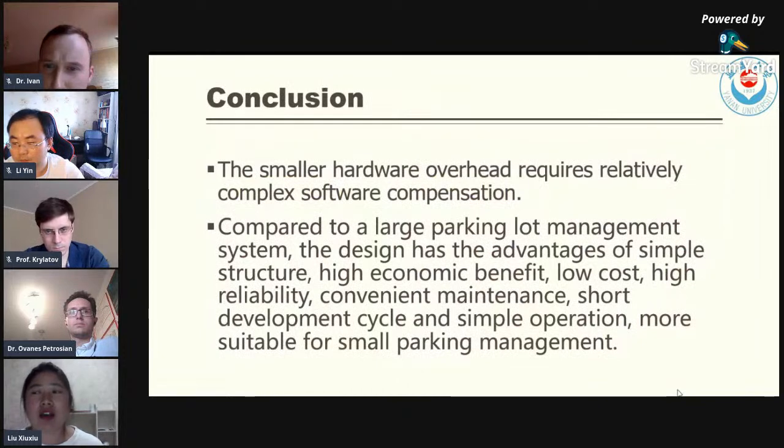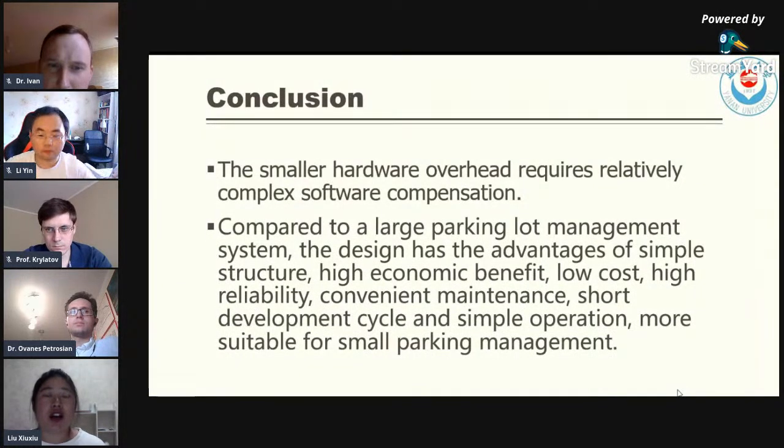According to past experience, the smaller hardware overhead requires relatively complex software because of the use of serial data transmission between the obstacle avoidance module and the microcomputer processor. Therefore, when programming the obstacle avoidance, extreme care must be taken when dealing with reading and writing timings. Otherwise, it will not be possible to write the running results.